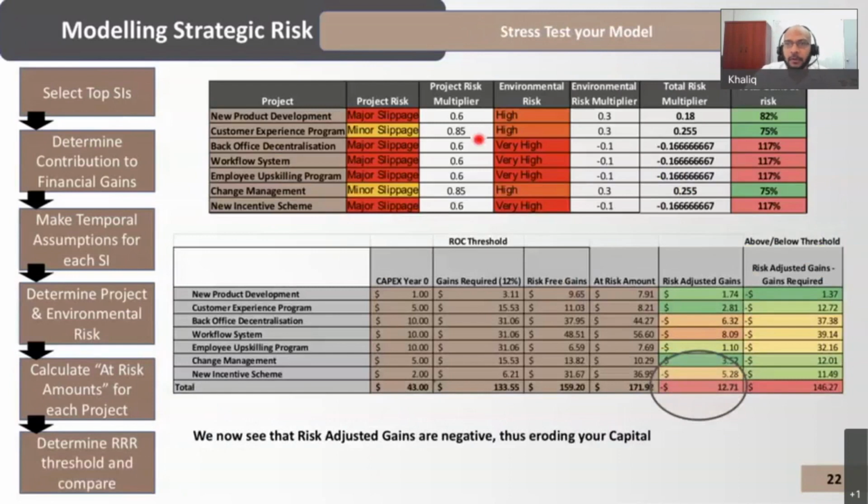Now I'm going to show you another scenario. In this scenario, I stressed the model. I put most of the projects in major slippage, and I increased the environmental risk to very high on most accounts. And what happens is that your risk-adjusted gains are now negative. So you're now seeing a sort of negative cash flow from your strategic initiatives. So this is eroding capital, and you may have to make some decisions around your P2 buffer with respect to this.